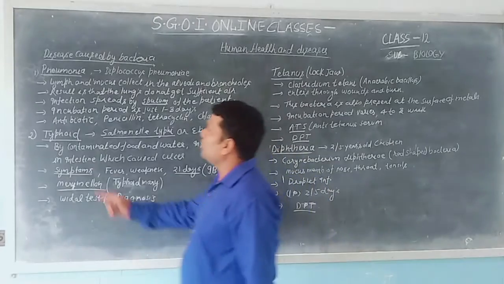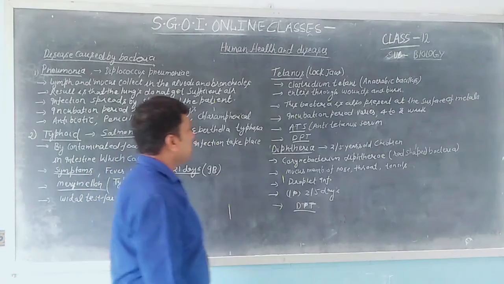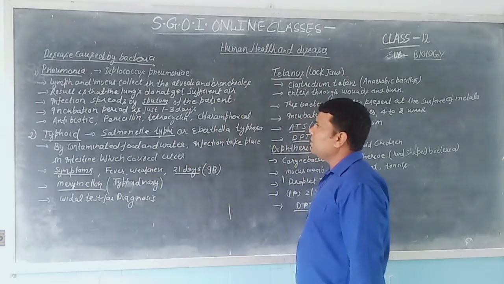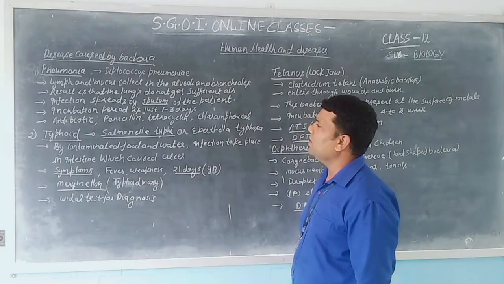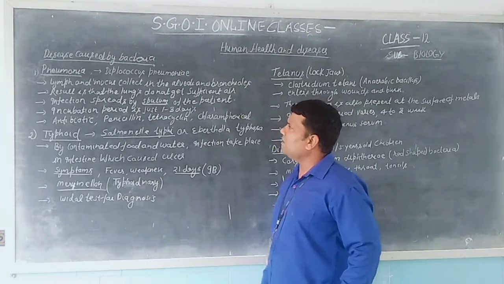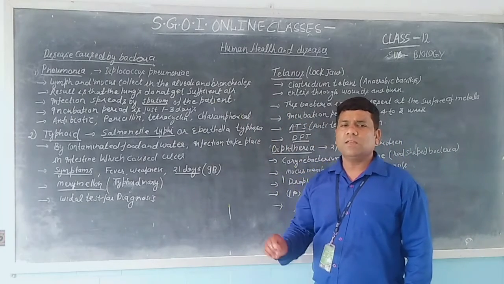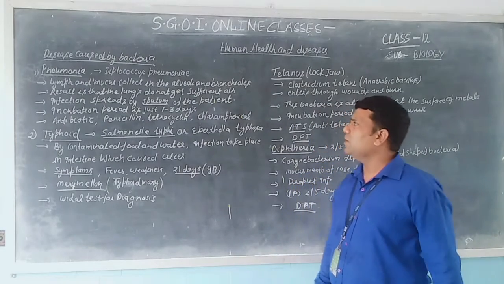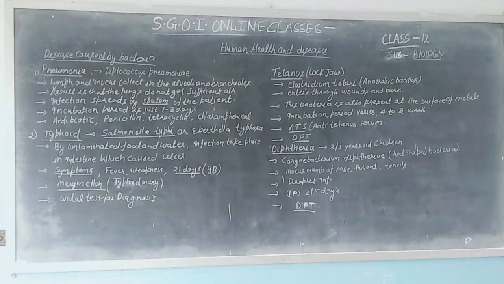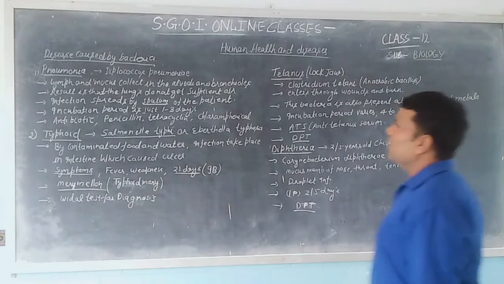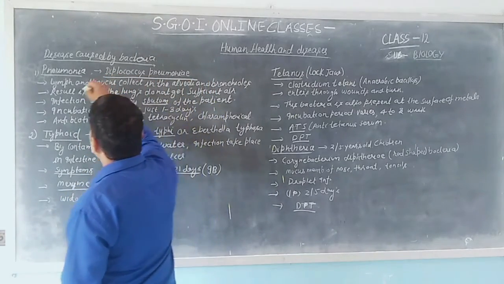The first one is pneumonia. Here causative agents are very important, and these should be remembered by you. What are the causative agents of different types of diseases? So first, the disease is pneumonia, and the causative agent is Diplococcus pneumoniae. Diplococcus pneumoniae is the causative agent of pneumonia. This is actually a round-shaped bacterium which causes the disease pneumonia.